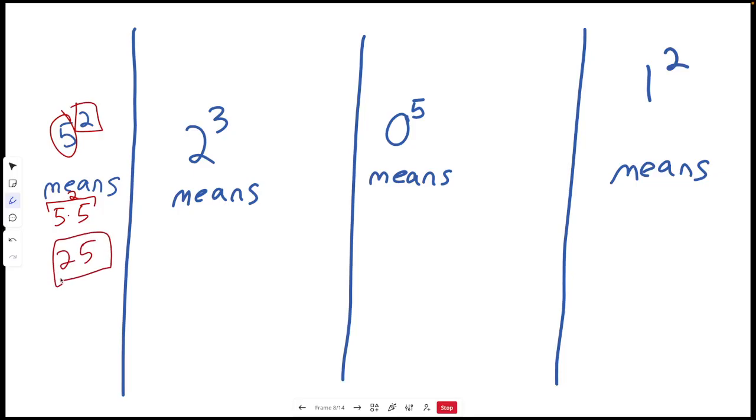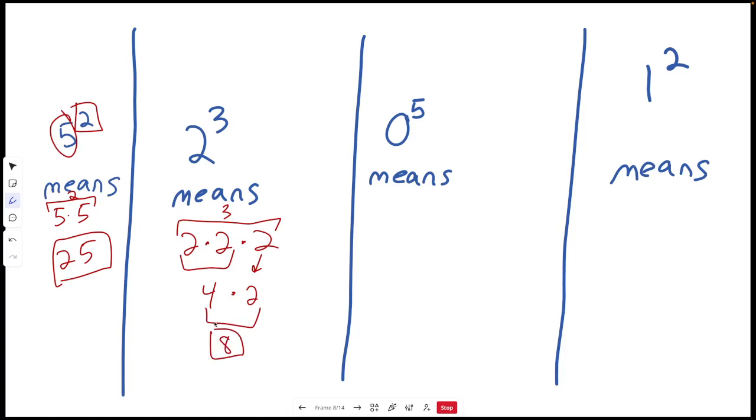Okay, let's look at the next one. 2 to the 3rd means that I do 2 times 2 times 2. There are 3 of these. And so then you just go from left to right. So 2 times 2 is 4. Bring down your times 2, and 4 times 2 is 8. Final answer.